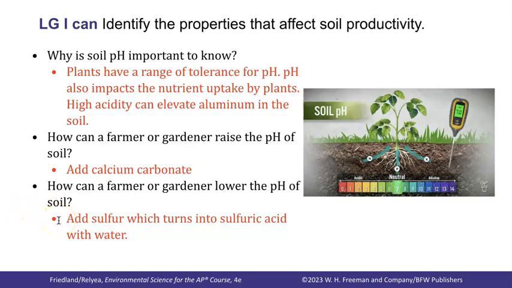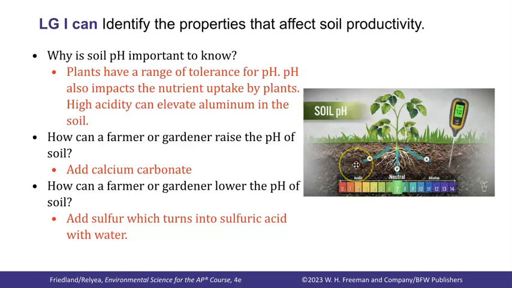Okay, why do we need to know soil pH? Well, plants have a range of tolerance for pH. It affects the nutrient uptake by plants. So if it's at the wrong pH, the plants cannot absorb nitrogen, phosphorus, potassium. In my community where I live, our natural soils are about an 8, which is a little bit high. So when I have my vegetable garden, I add elemental sulfur and it lowers it to about a 6 or a 6.5. And my plants grow much better that way.